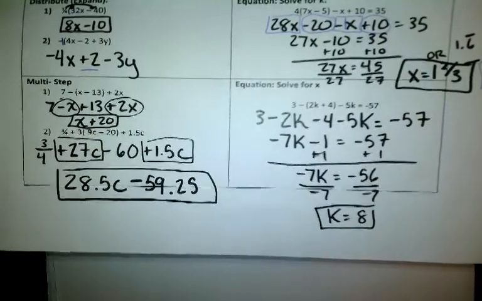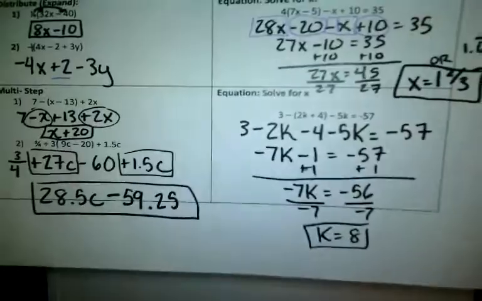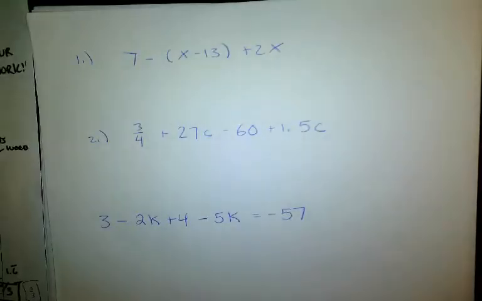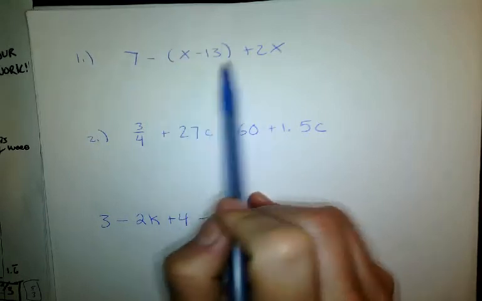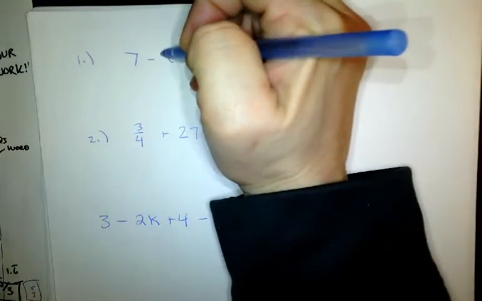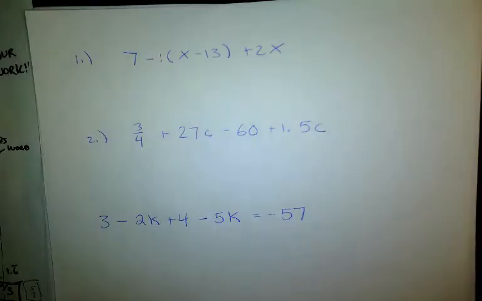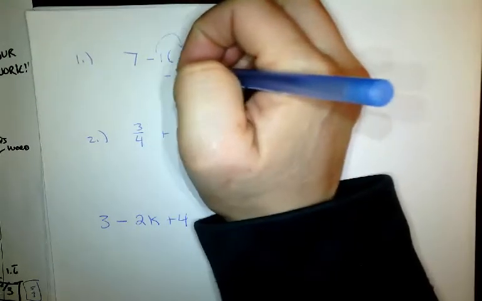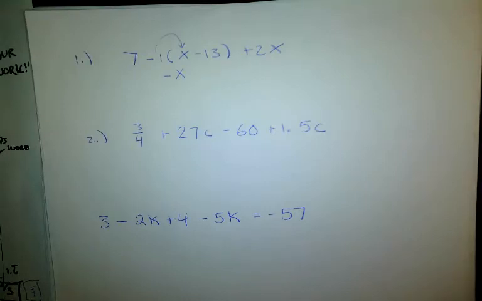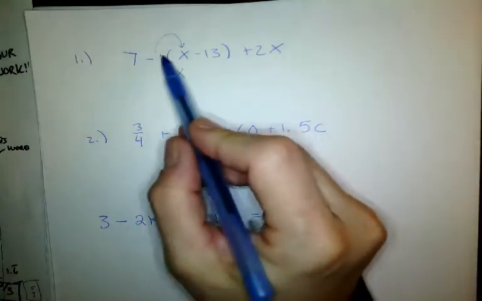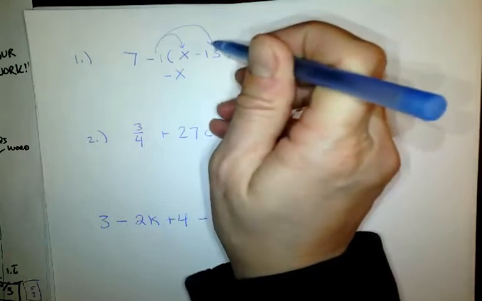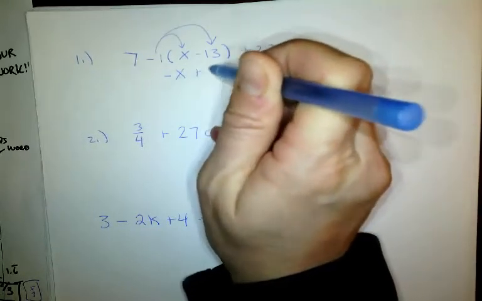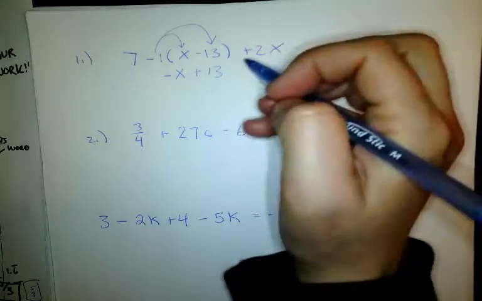All right, so this is part 2 of the review sheet. We're going to go over the last 2 boxes on loose leaf. So 7 minus this whole thing plus 2x. If you want to think of it as distributing a -1, -1 times x is -1x, or negative x. This is where we're going to see a lot of mistakes. It's -1 times -13, which is positive 13.